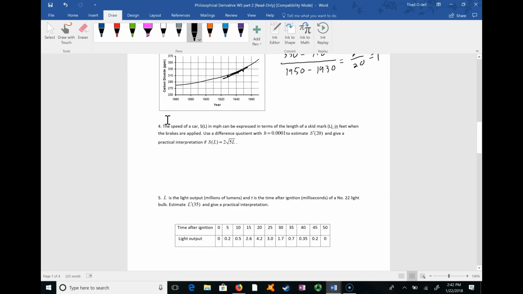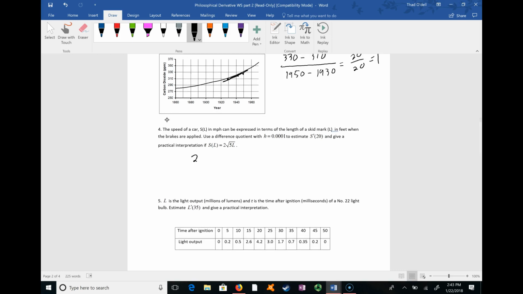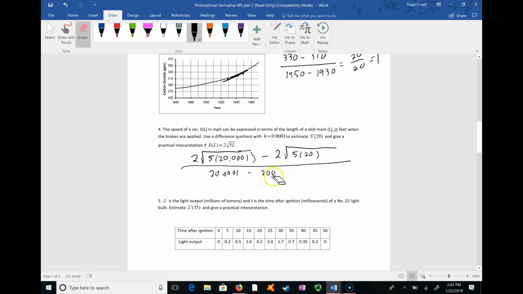Okay, and then number 4 says the speed of a car. So let's see. Use the difference quotient. So that would be 2 times the square root of 5 times 20.0001 minus 2 times the square root of 5 times 20. And of course, that would all be over 20.0001 minus 20. Okay. So that's the difference quotient.